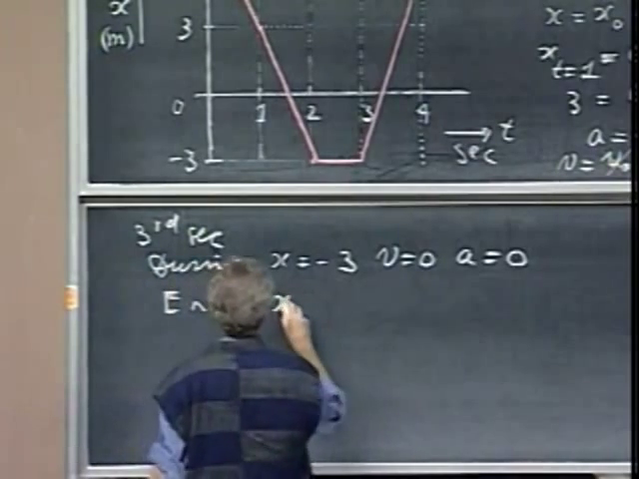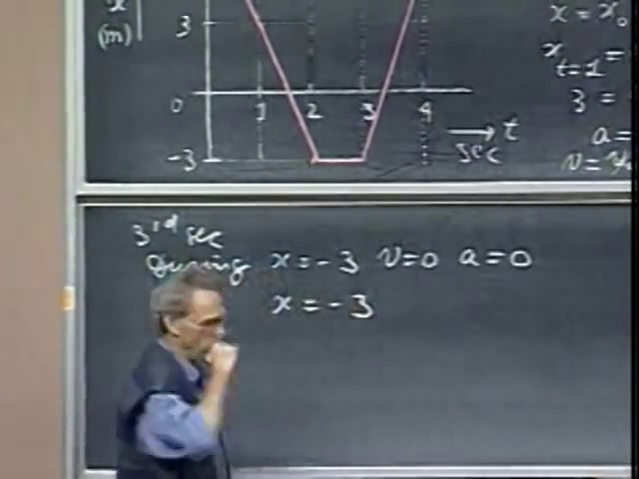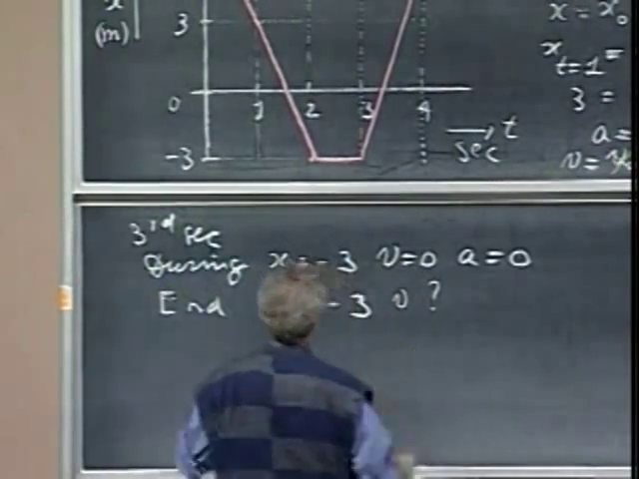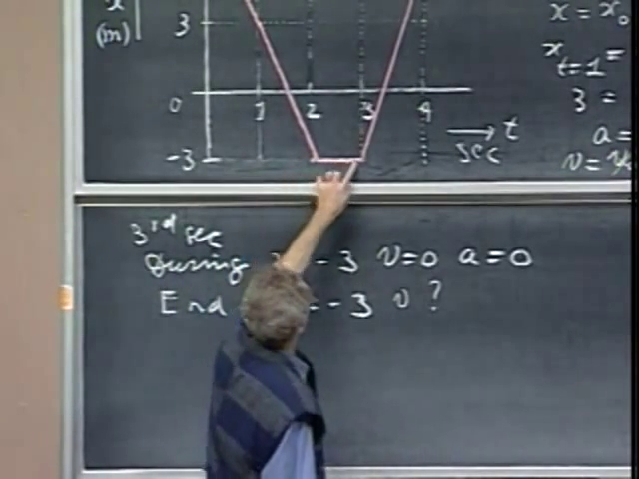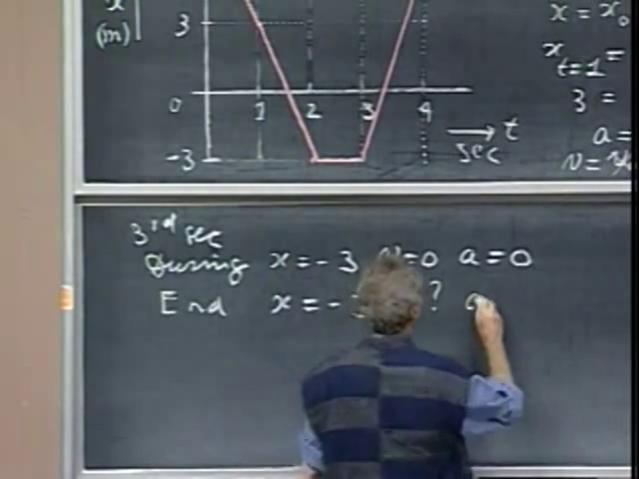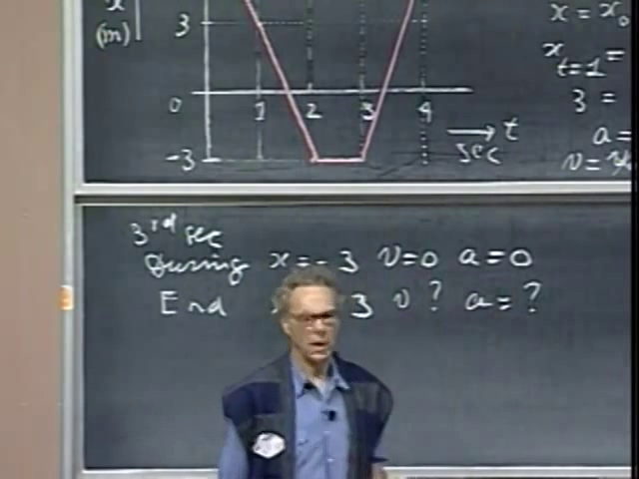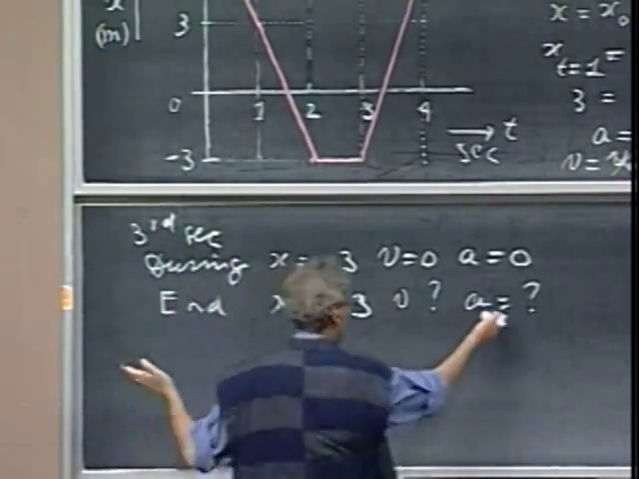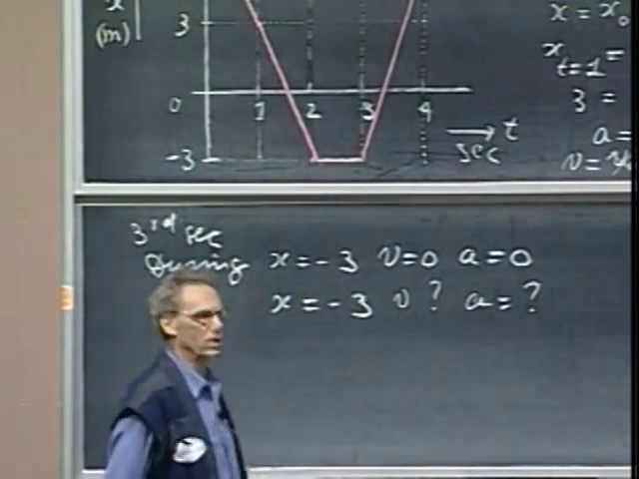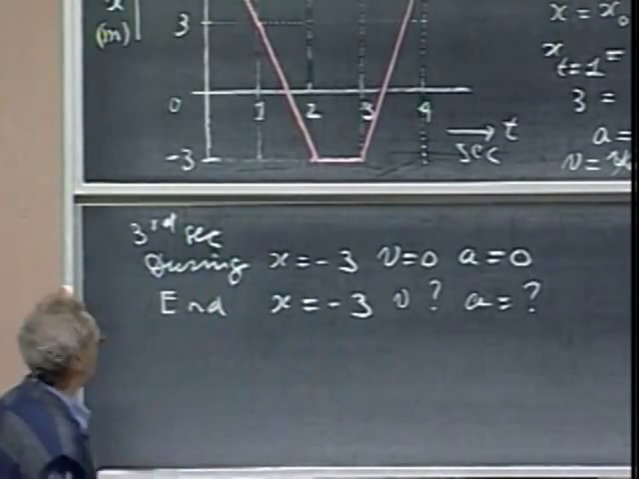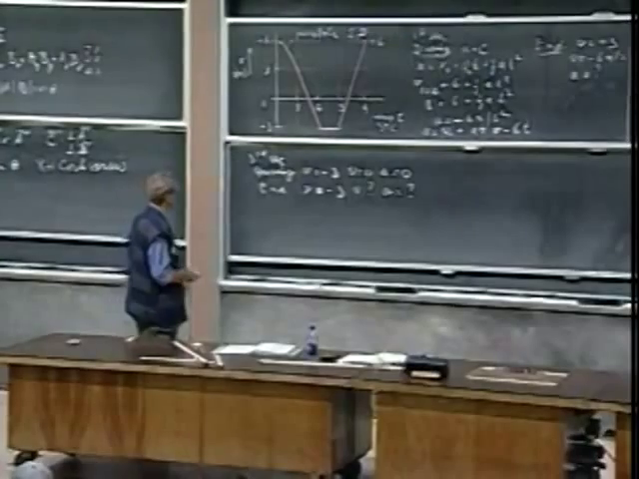Well, all I know is that x is minus 3. That's non-negotiable. What the velocity is, I don't know, because it's changing abruptly from 0 to a positive value. So that's ill-defined. And the same is true for the acceleration. There is a sudden change in velocity. That means there must be a huge acceleration. It's unknown, ill-defined, because this curve is, of course, not very physical.